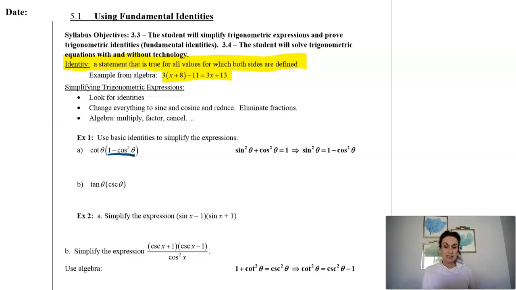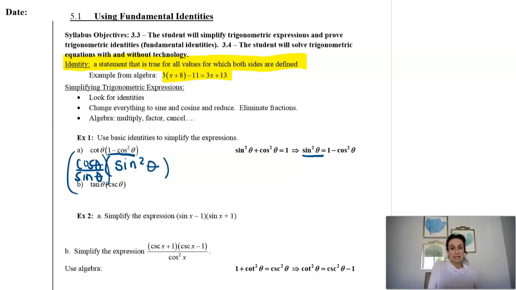Now you can see that this is close, but it's 1 minus cosine squared theta. So how would you get the 1 minus cosine squared theta? You would subtract the cosine squared over to the right-hand side, and that equals sine squared theta. So now you can replace 1 minus cosine squared theta with sine squared theta. And then you're going to multiply that by cotangent theta. Cotangent is the same thing as cosine theta over sine theta.